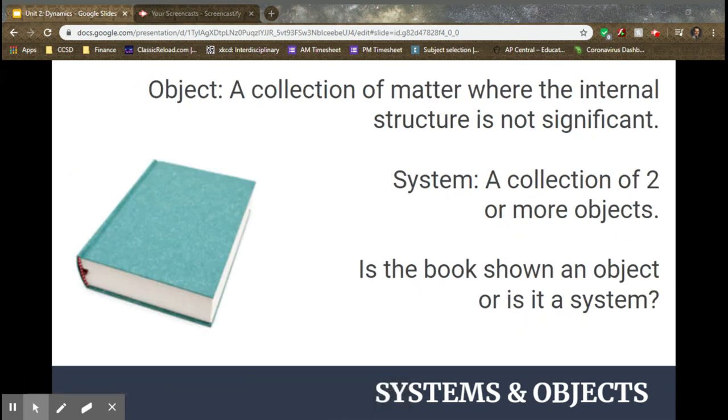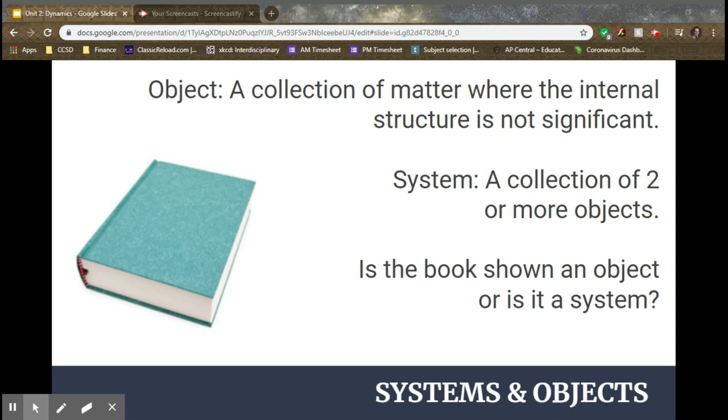So an object is a collection of matter or mass, where the internal structure isn't significant. We don't care about it. A system is a collection of two or more objects. Could be two, three, four. It just depends. So, object: a collection of matter where we don't care about the internal structure. A system is a collection of multiple objects.